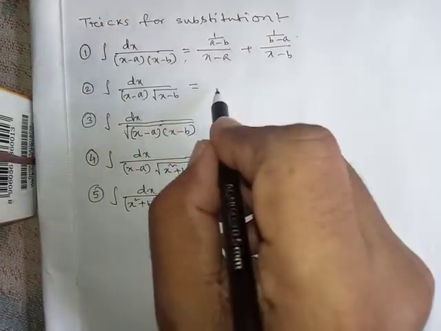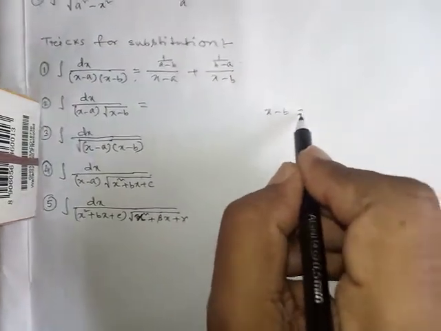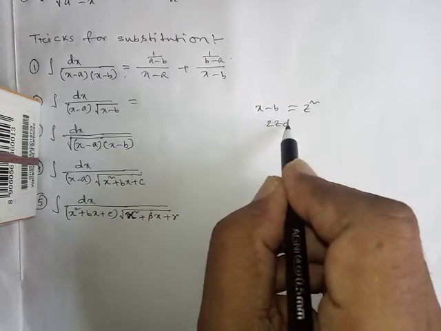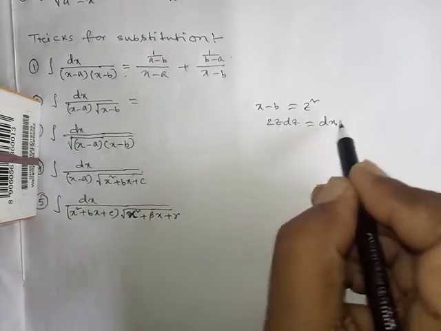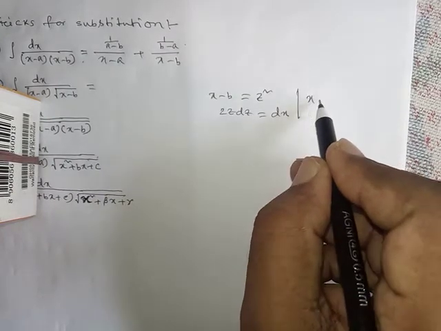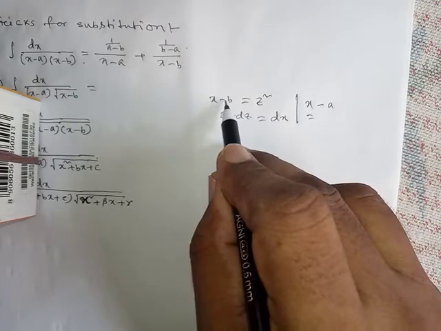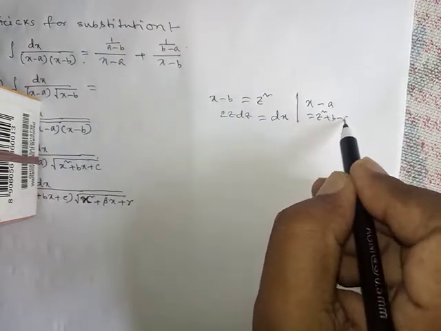So here put x minus b equals z square. Then what will happen? 2z dz equals dx. And not only that, you see x minus a was here, so x minus a is equal to, x is what? z square plus b, so z square plus b minus a.